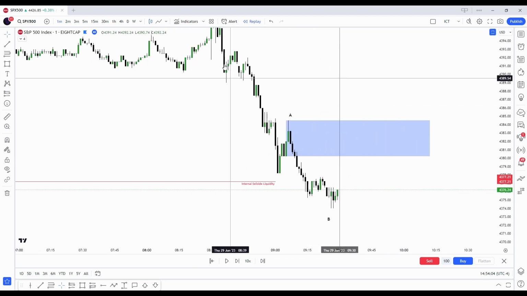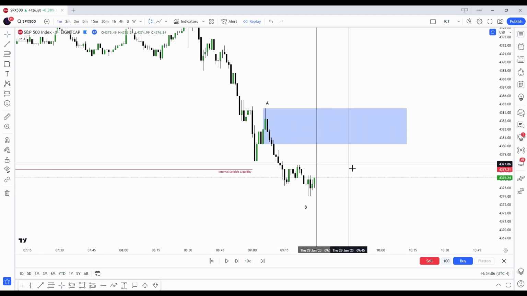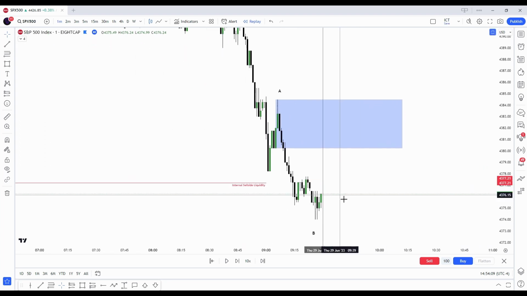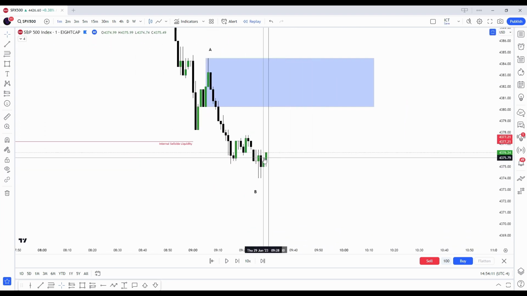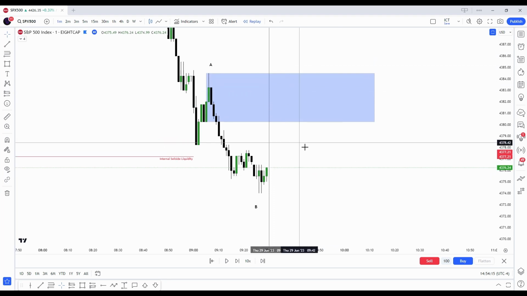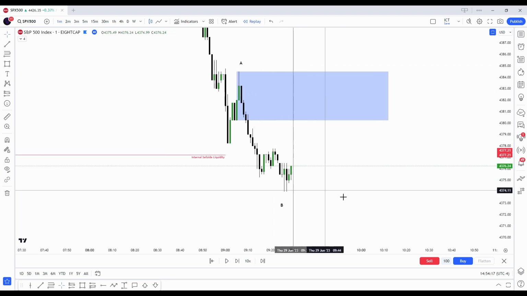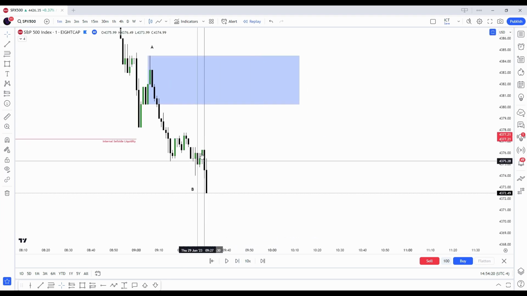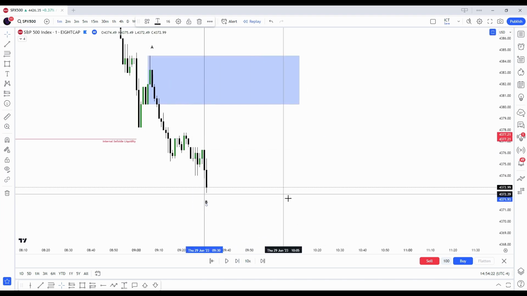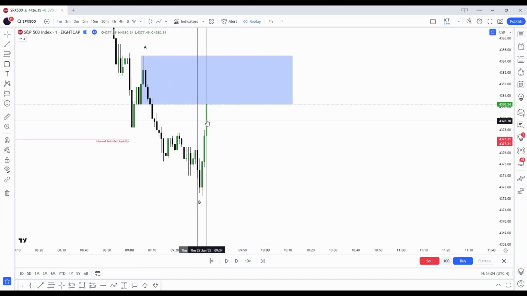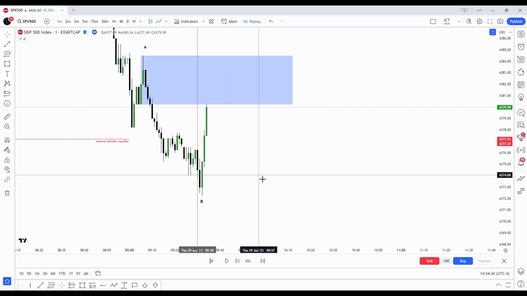Internal sell side liquidity taken. Daily bias, bullish. We expect price to come into this and anticipate a move before this low is taken. We can do that because we have all the conditions met. We want to see a displacement above. Now we take even more liquidity right here after 9:30, and then we displace up. Now we are looking for long positions.